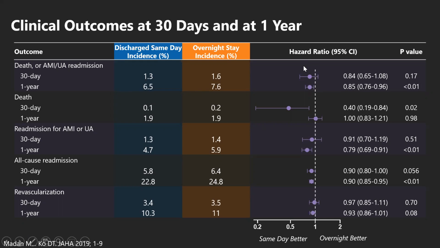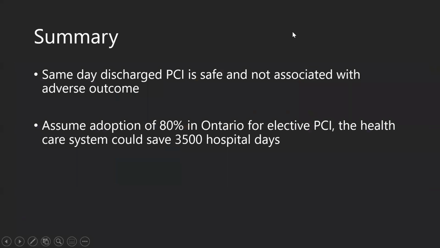I think this is the reason now that most people are pretty comfortable doing that. And obviously we are not the rest of Ontario. If you look at it, the mortality rate is 0.1% at 30 days. Death, MI or unstable hospitalization is about 1.3%, 1.6%, but everything lined up to say that same day discharge is not associated with worse outcomes. So in summary, same day discharge PCI is safe and not associated with adverse outcomes.